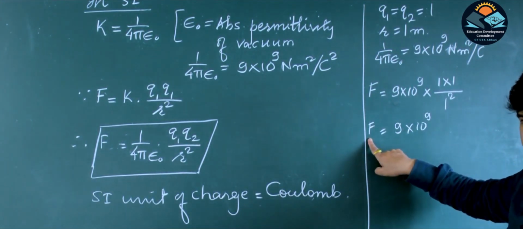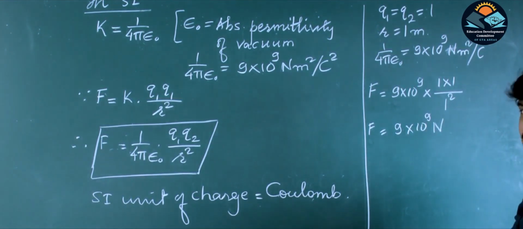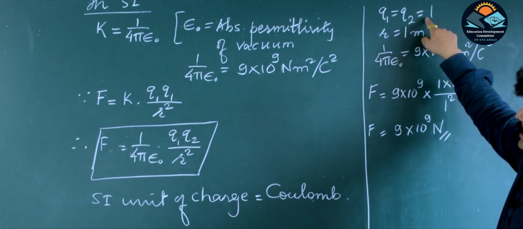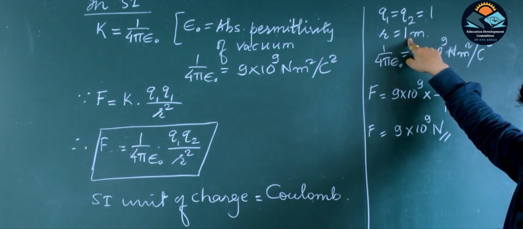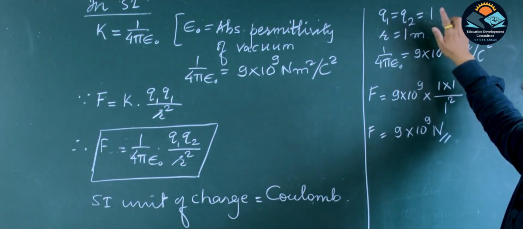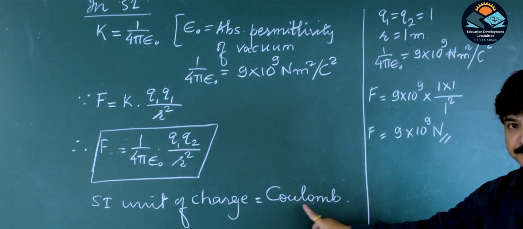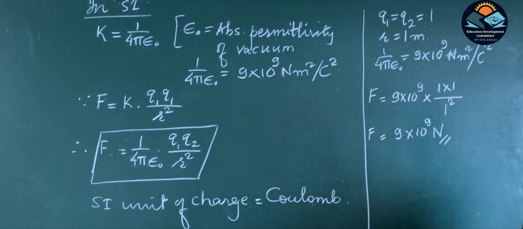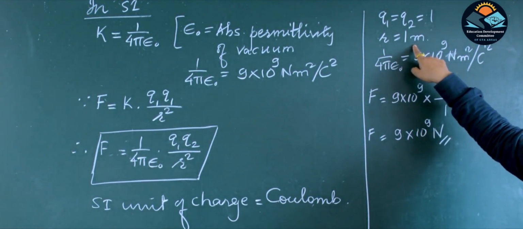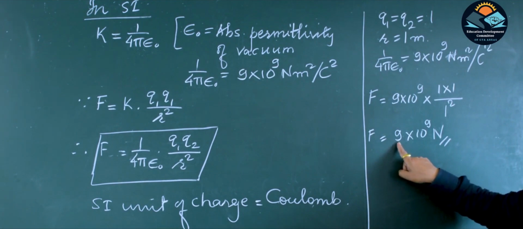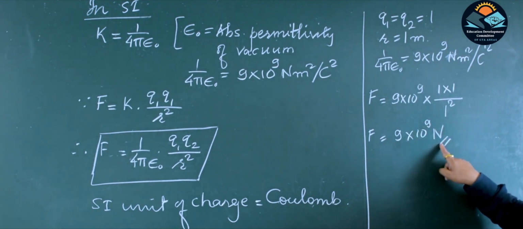Now force has the unit Newton in SI. That's why this much will be the force between two unit charges separated by 1 meter. That's why we define the unit value of the charge to be 1 Coulomb. Hence we define Coulomb as the amount of charge on a body which, when separated by a distance of 1 meter from another similar charge, will experience a repulsive force of 9 into 10 to the power 9 Newton.